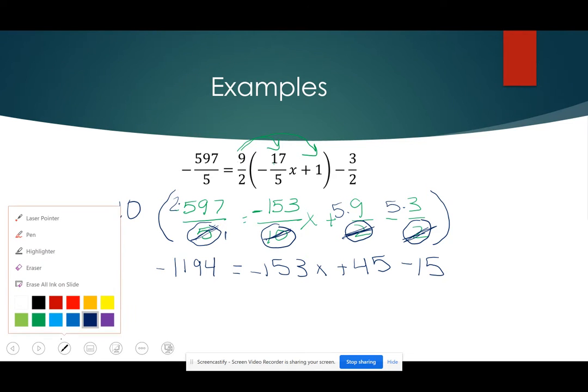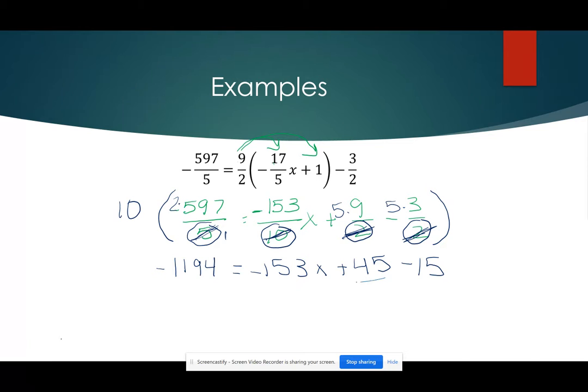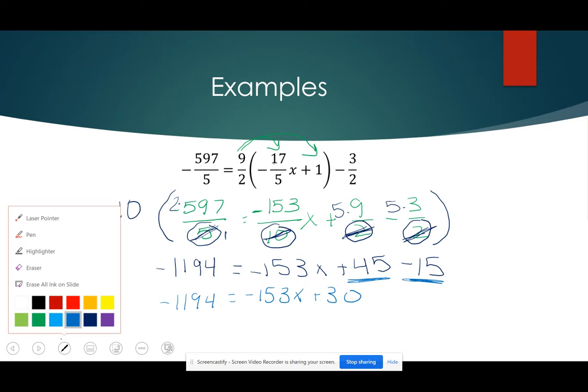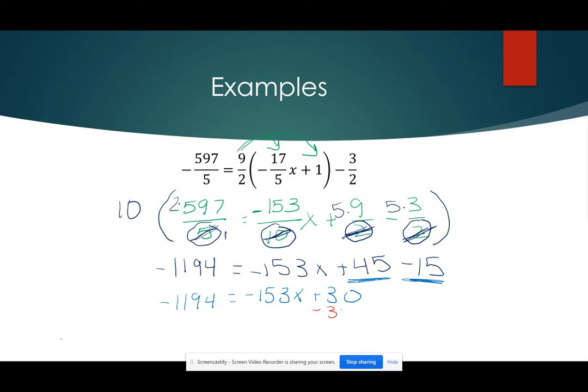So now we want to combine all of our like terms. So we have 45 minus 15, so negative 1,194 equals negative 153x plus 30. We want to move the 30 to the left side since our x is alone on this side. So we're going to subtract 30 from both sides. So we get negative 1,224 equals negative 153x, because that cancels out.